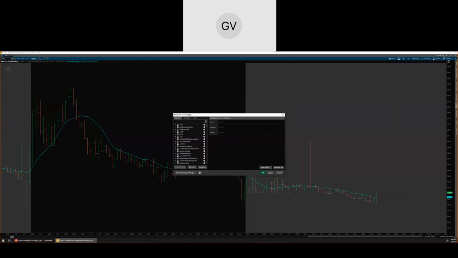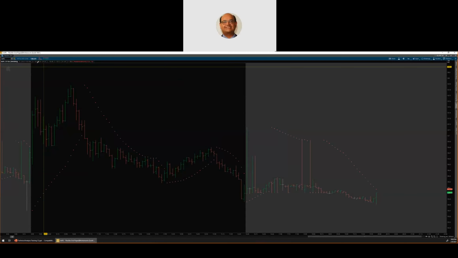So let me say parabolic SAR apply. So what you see here, I am at a 5-minute chart. As I said, I'm at a 5-minute chart. From here to here, it's trying to be uptrend, and from here the downtrend started. Even though the downtrend is here, parabolic SAR cannot do much of a help. It did miss a small section here.